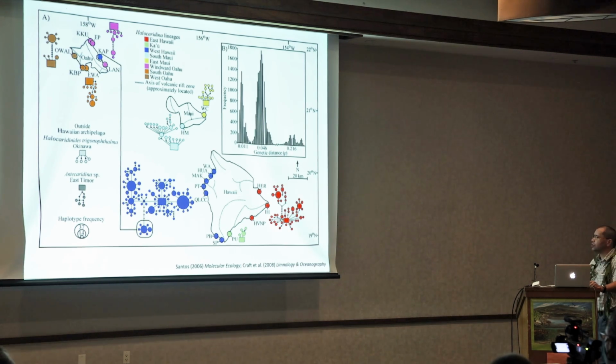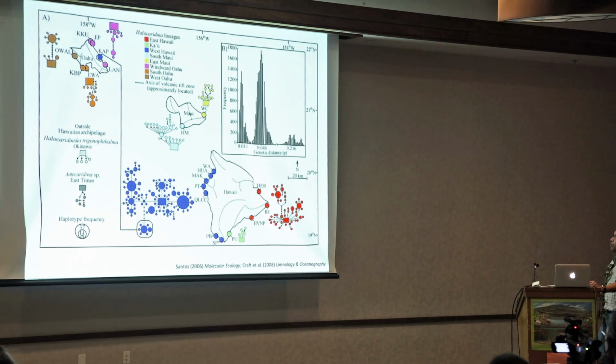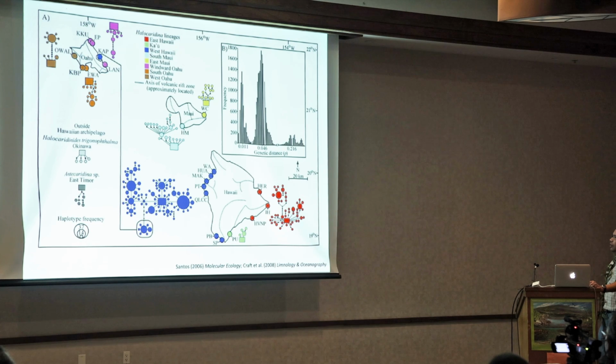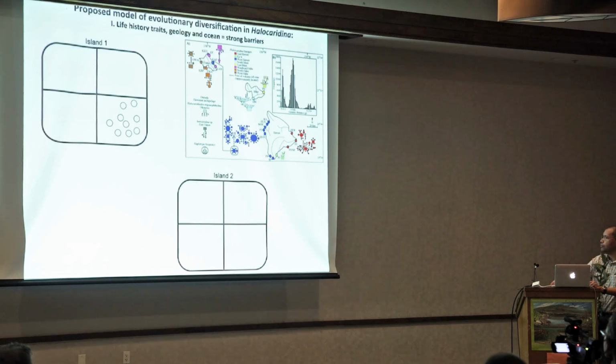And what this suggested to us when we started doing this work back in 2010, when we published it, was that instead of one species across multiple islands, we had each of these different lineages representing a distinct species, each of which was found on a specific island.